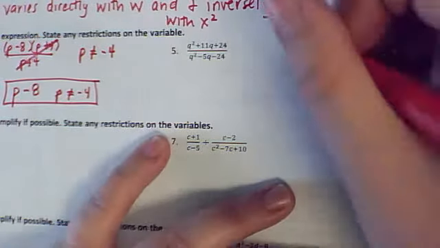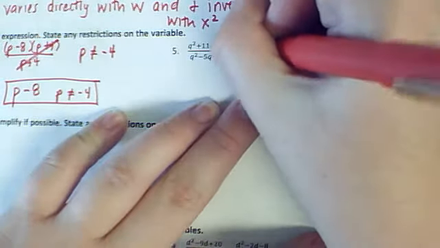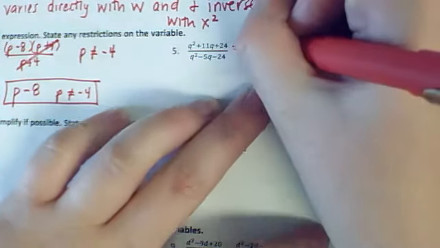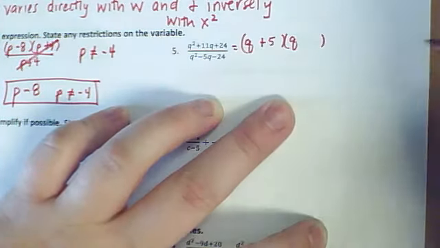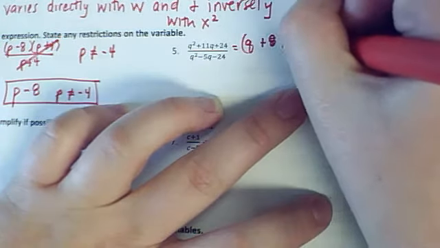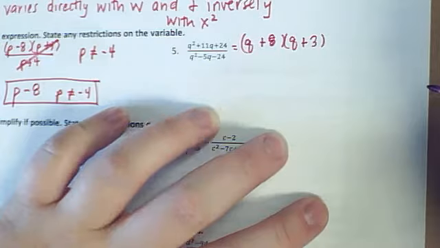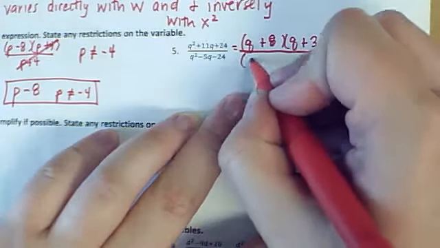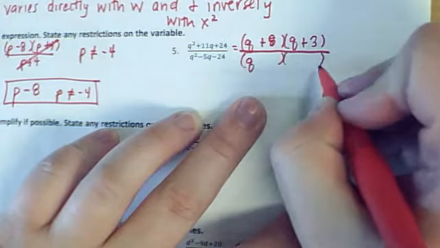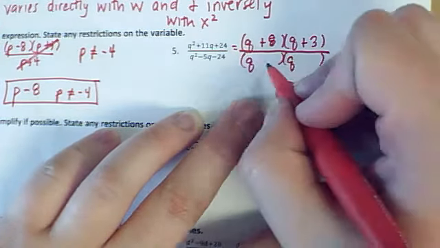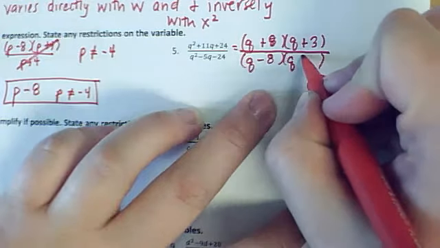Alright, so same thing on number 5. The first thing we're going to do is factor. So what multiplies to be 24 but adds to be 11? Well, oops, I wrote the wrong thing. 8 and 3. 8 times 3 is 24, and 8 plus 3 is 11. On the denominator, needs to multiply to be negative 24 and add to be negative 5. So negative 8 and positive 3.